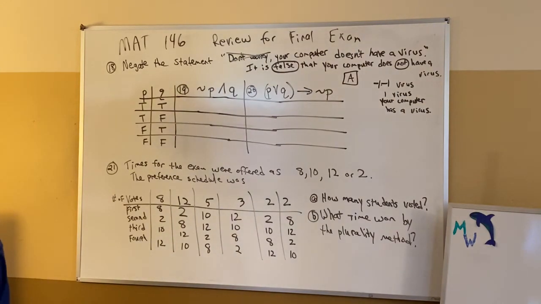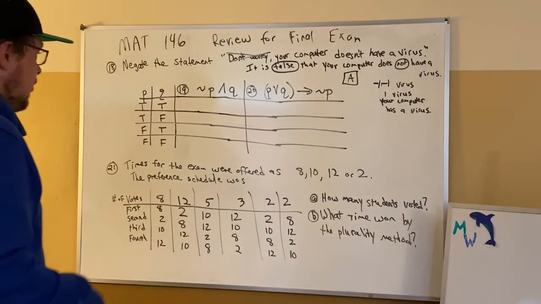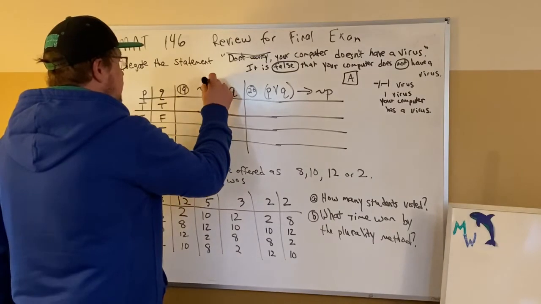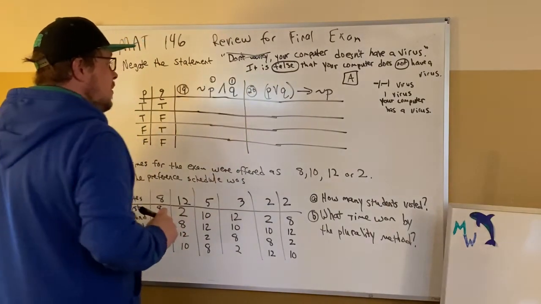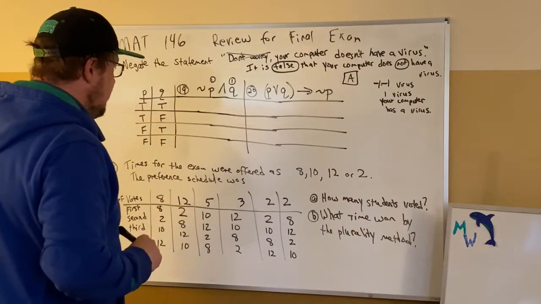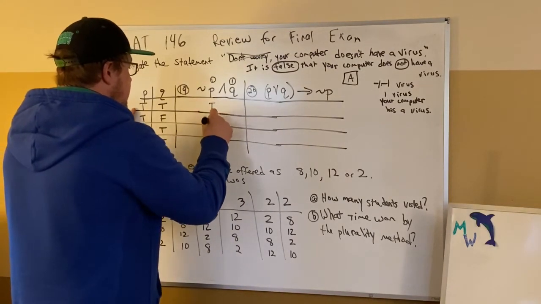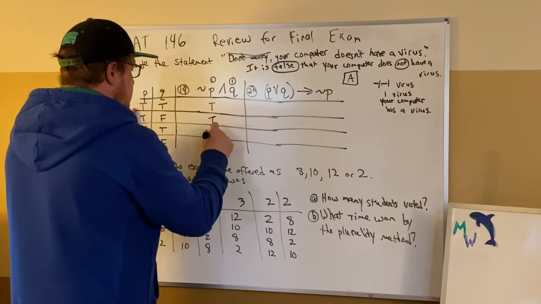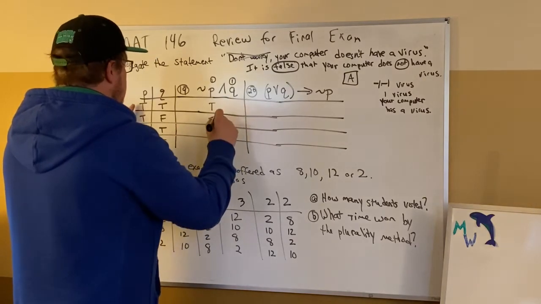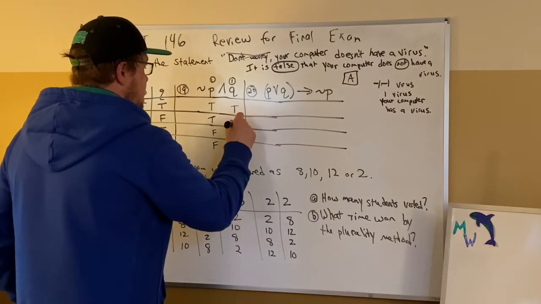Okay, we're going to do number 19. I've set up the standard order for true and false values for P and Q. And the first thing we do is we go through and we fill in the values of P and Q right underneath them. So P and Q. P is going to be TTFF. And Q is going to be TF, TF.